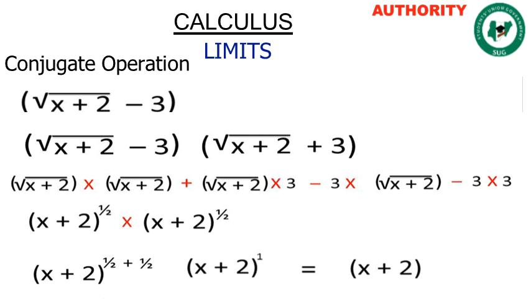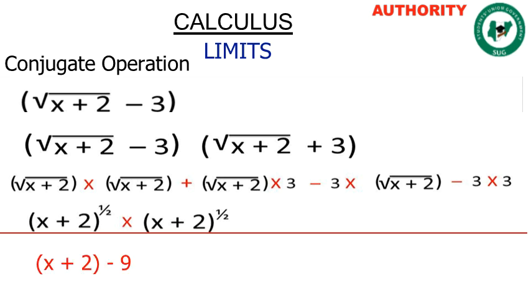We have square root of x plus 2 times 3, minus 3 times square root of x plus 2. If you look closely, you discover that this is the same thing, but one is negative and one is positive, so they can go away. If you have plus this and minus this, it will give you 0. That means this is cancelled. Then we have minus 3 times 3, which will give us minus 9. Now after performing this operation, we have x plus 2 minus 9.